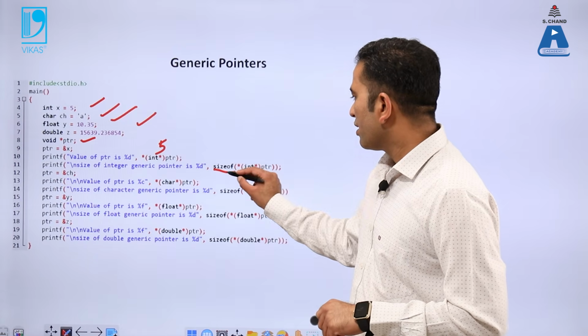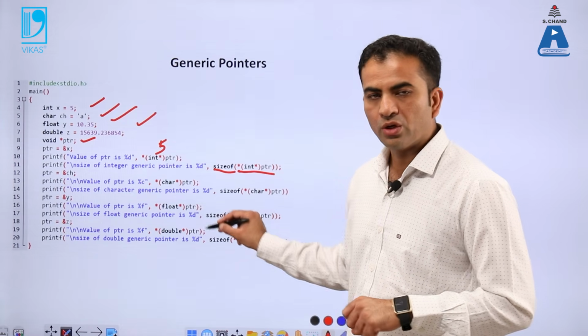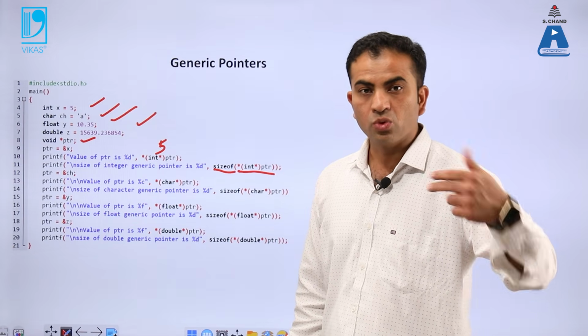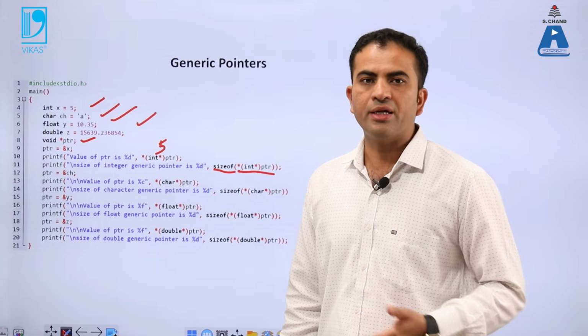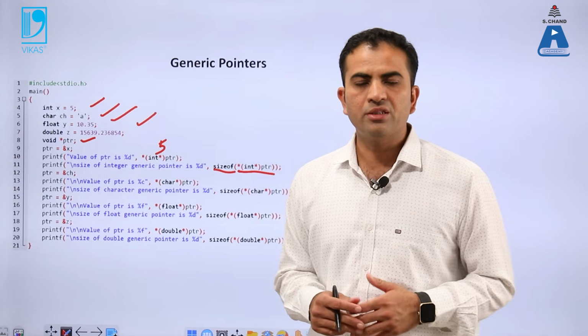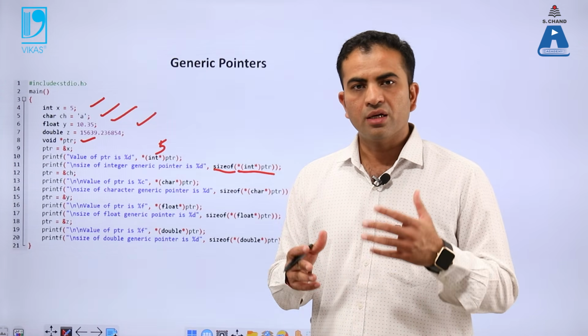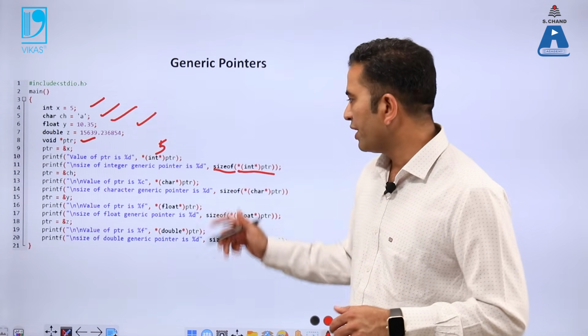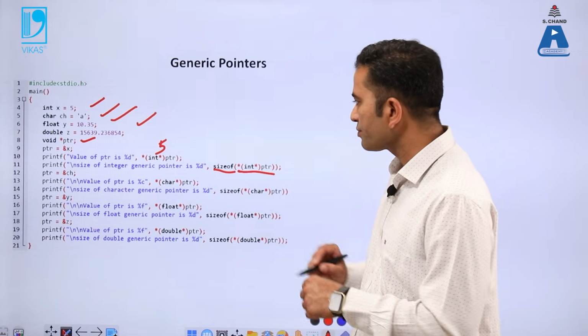So the output of this particular program depends on your compiler. The output comes as 2 bytes or 4 bytes depending on which compiler you are writing on. In today's era, most compilers give the output 4 bytes. So here you will get the output 4 bytes.